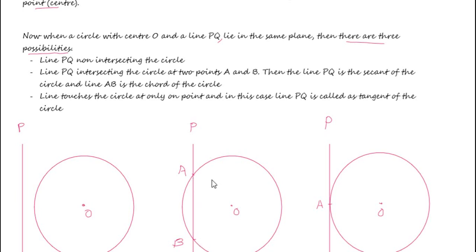In such a case, the line PQ is known as the secant to the circle and the line AB, that is the chord of the circle. The third possibility is the line PQ touching the circle at only one point, here at point A. In such a case, the line PQ is the tangent of the circle with the center at O.